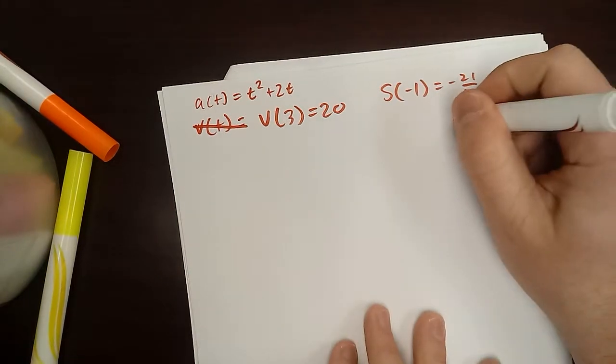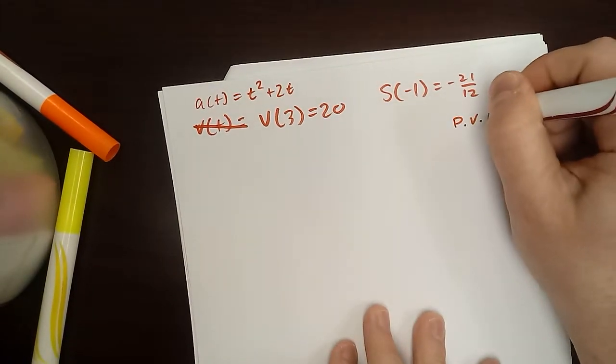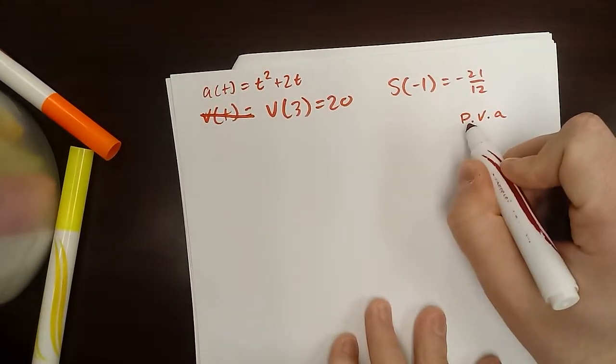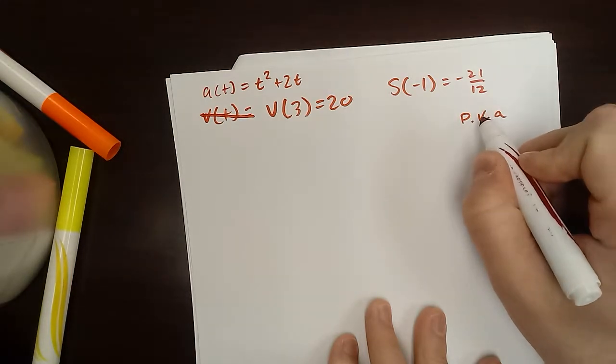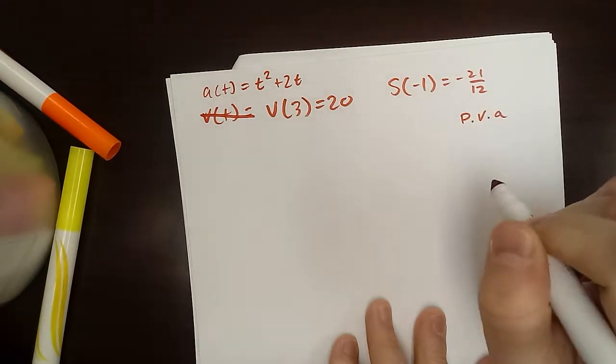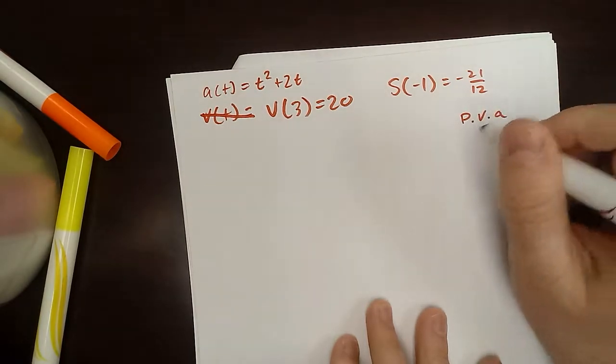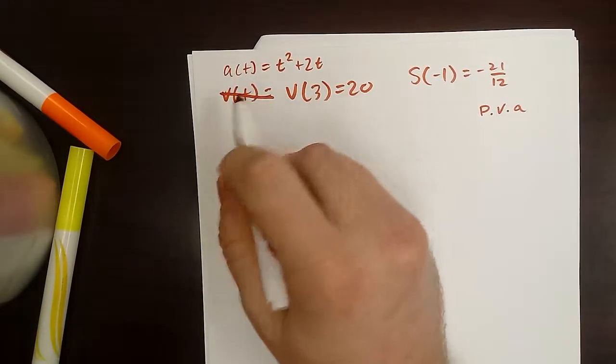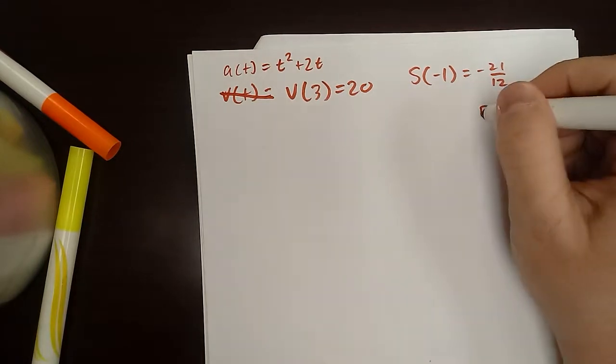Well, remember, push vegetables away. It goes position, take the derivative of that, you get velocity. Take the derivative of velocity, you get acceleration. So we push vegetables away. I don't get it, but you guys come up with it. Okay, so let's check it out.